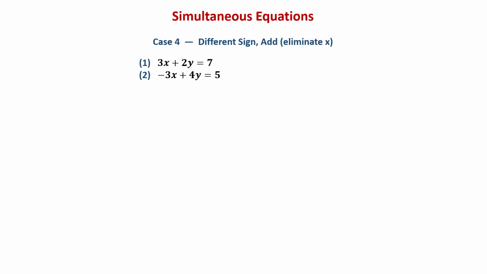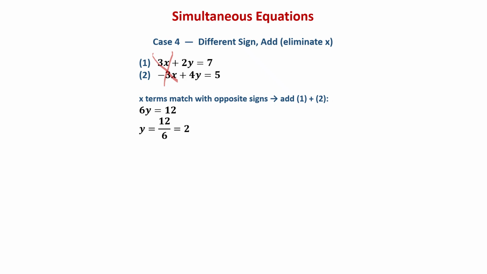Now this different example, try to pause and solve this. Now 3x and negative 3x are the same but different signs. So we add 3x plus negative 3x will cancel. 2y plus 4y is 6y. 7 plus 5 is 12. So 6y is 12. That means y is 2.